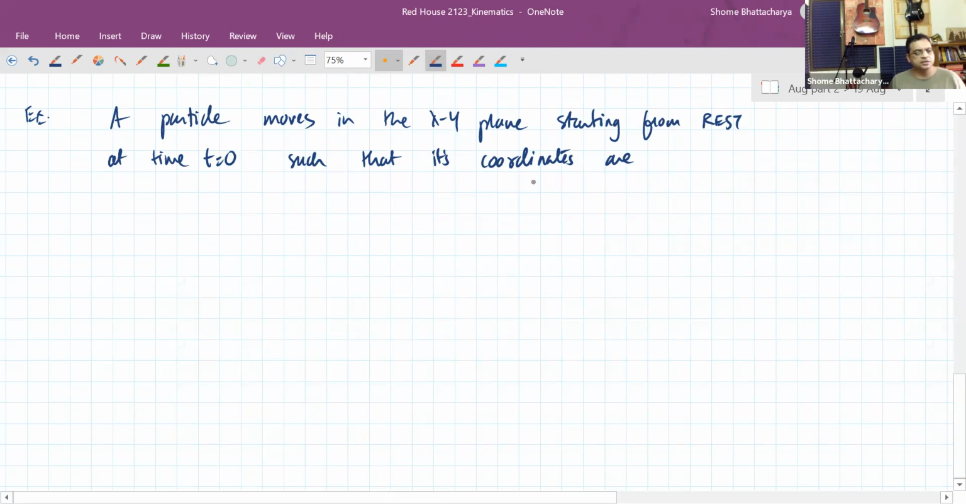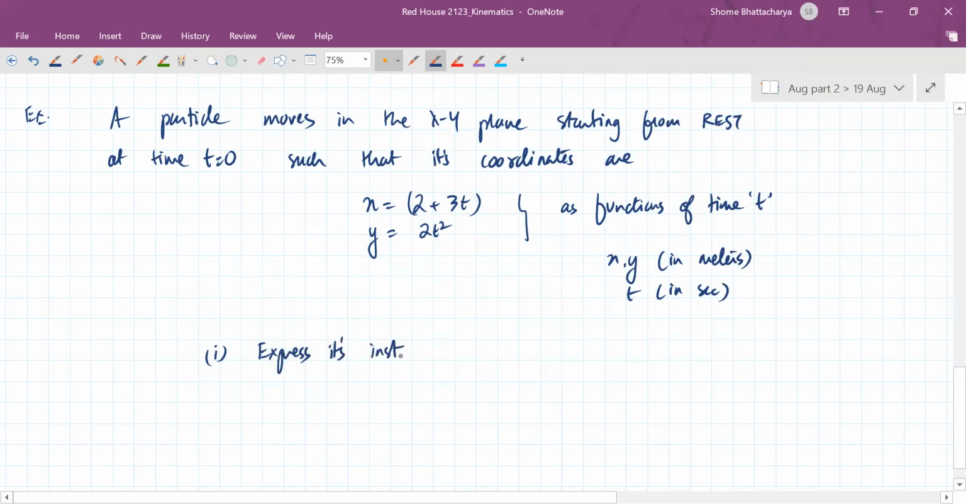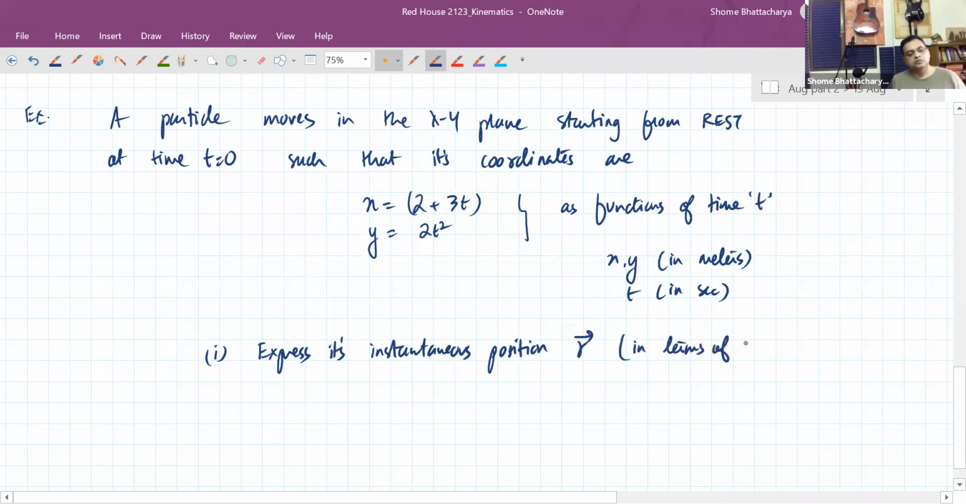Okay, so starting at time t equal to 0, such that its coordinates are given by this relation, that x is equal to 2 plus 3t, and the y coordinate is 2t square. Okay, so the coordinates are these as functions of time t. x and y are in meters, and time t is in seconds. So first of all, express its instantaneous position vector r in terms of t.